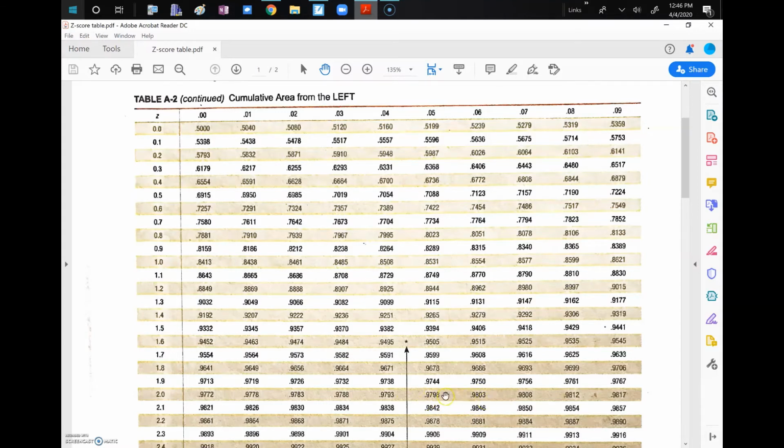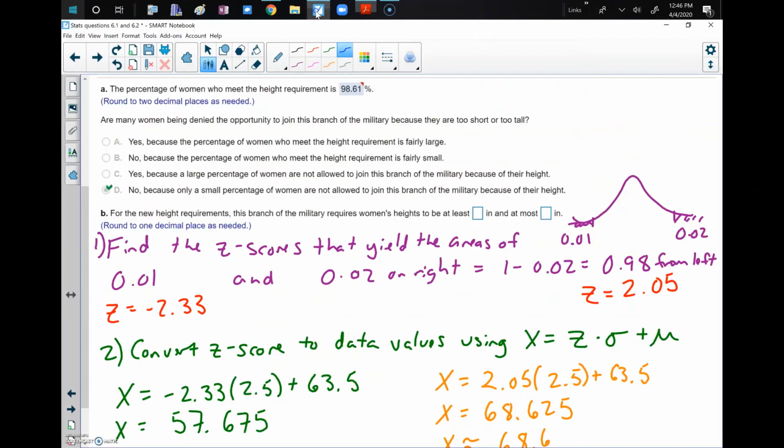So it's really close in between these two numbers. It's closer to this data value than it is to this one, right? This is 0.0002 away versus this one's 0.0003. So this one is closer. So it'd be 2.0, and then looking at the column heading 5. So 2.05, which matches what we got here.